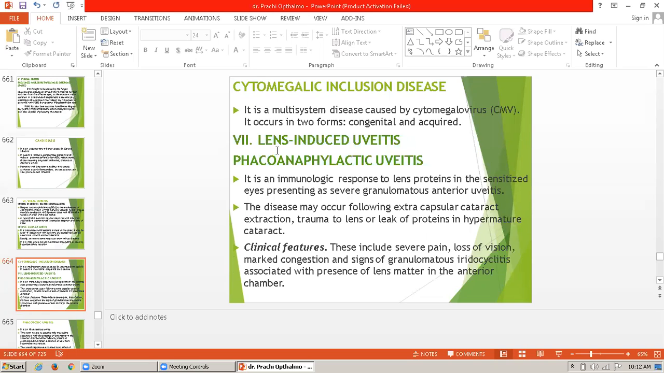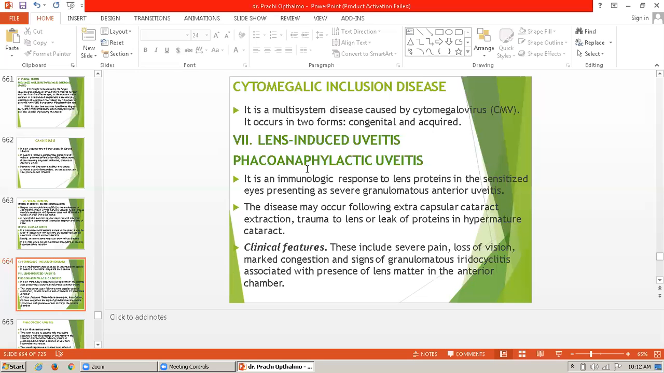Then, cytomegalic inclusion disease. It is a multisystem disease which is caused by cytomegalovirus, that is CMV, and it occurs in two forms, congenital and acquired. So, cytomegalic inclusion disease is caused by the cytomegalovirus and it is in two forms, congenital and acquired. Then next is lens-induced uveitis.